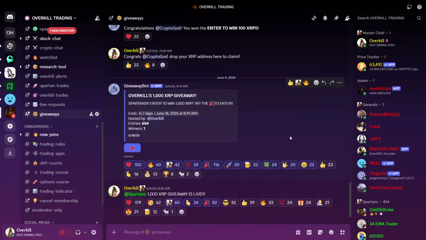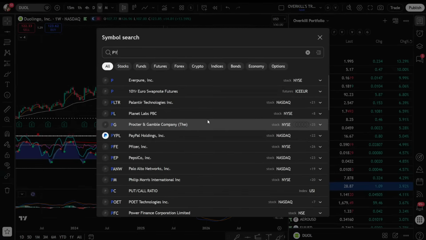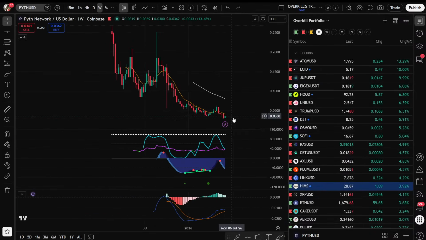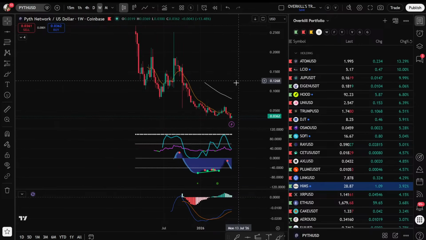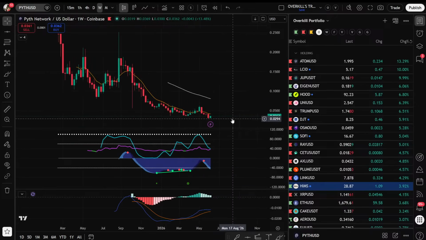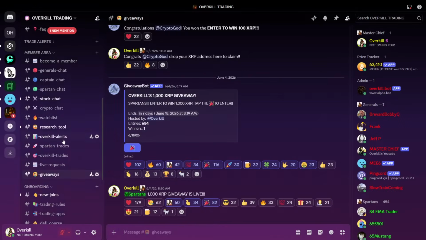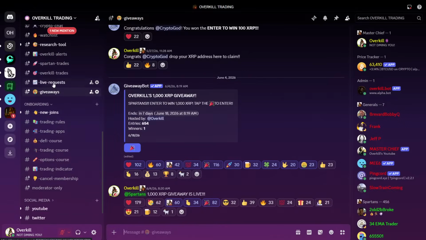The Spartans are on the rise here, folks. I see one here for Arturo in the chat for Pyth, P-Y-T-H. Pyth still doesn't have the signal yet. You need the green dot for confirmation there. It is trying to bounce here off of 3 cents, so we're just waiting for the confirmation there on the weekly.